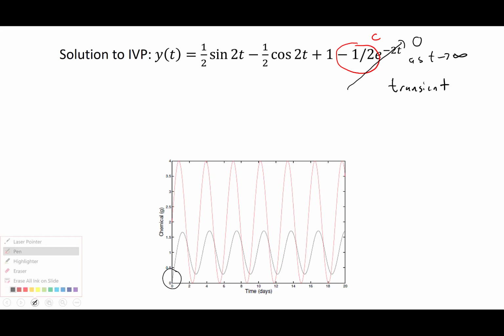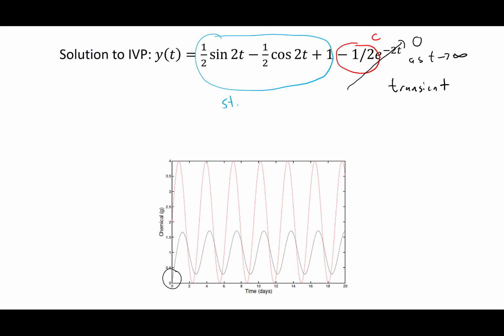In contrast, the other part of our solution, which is an oscillating sinusoidal function, is what we call the steady state part of our solution. And that's what we see dominating the behavior of this black output as time continues on.